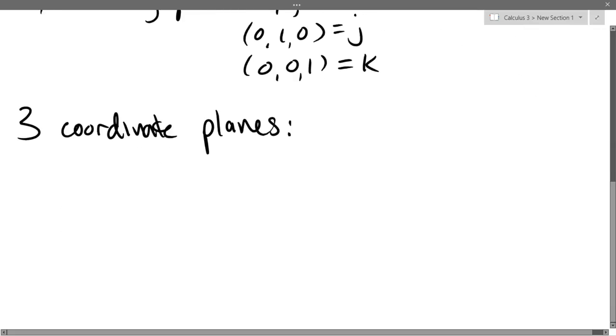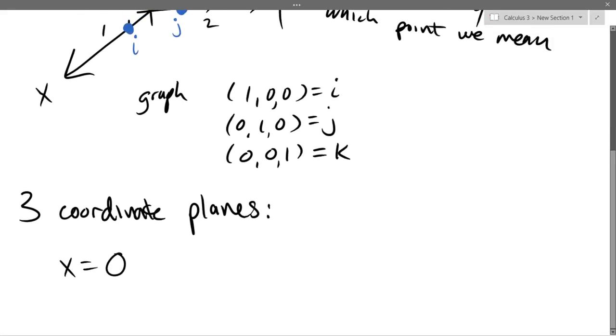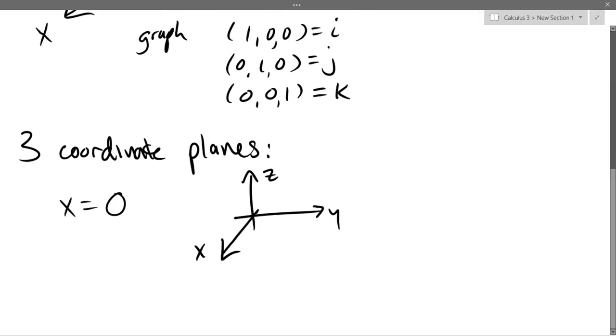So there are three coordinate planes. All right, x equals 0. That's your first coordinate plane. So think about x equals 0. How is that going to graph out? What plane is x equals 0, if you had to describe it? You could say the YZ plane, or the one that doesn't stick out of the paper. Think about X coming out of the paper. So this will be the actual paper itself, basically.